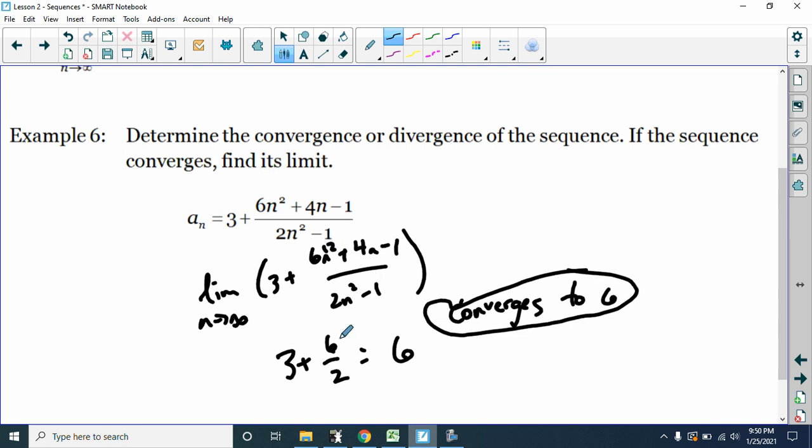If it was like this, where the degree is bigger on the top, this part would not exist. Therefore, it would diverge in that case.